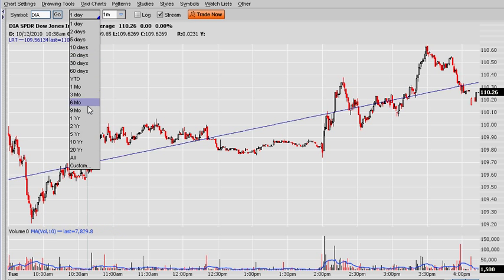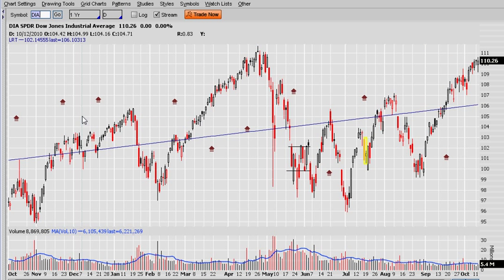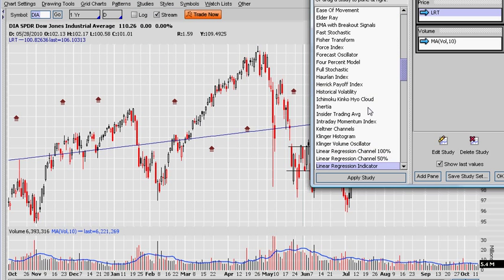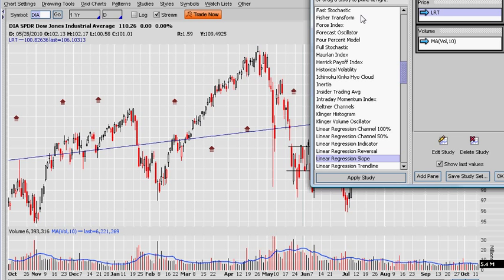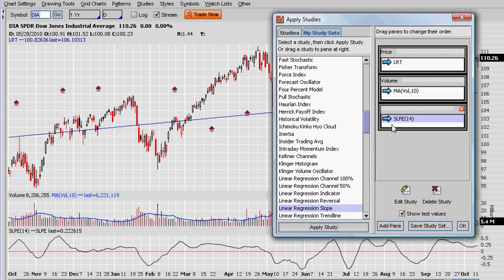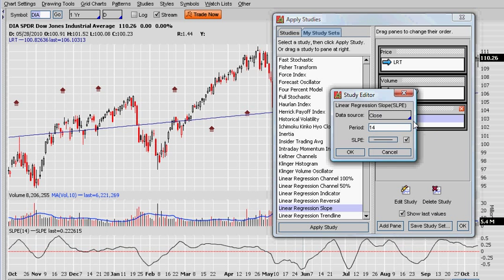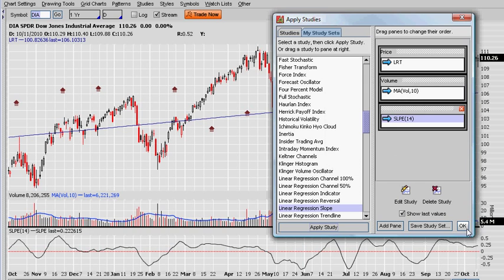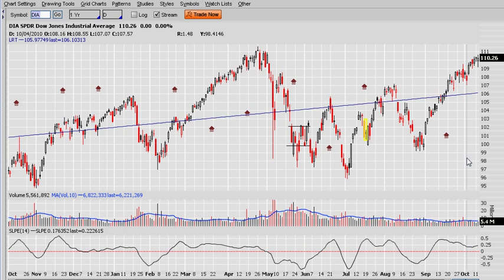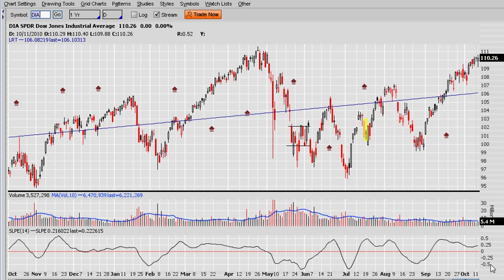Alright, so you're probably thinking, okay, so when do I trade? You trade when this happens. We're going to apply one more study, and that is the linear regression slope, as you can see right here. And we're going to use the time frame that the program provides us with, which is the 14-day. Yeah, 14-day time period, my bad.